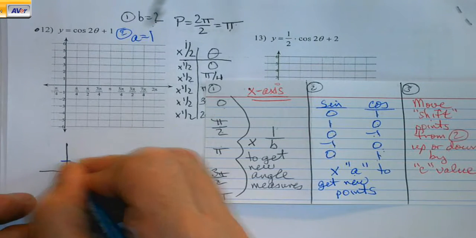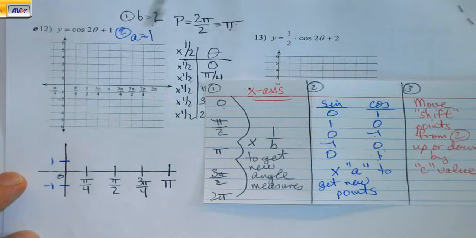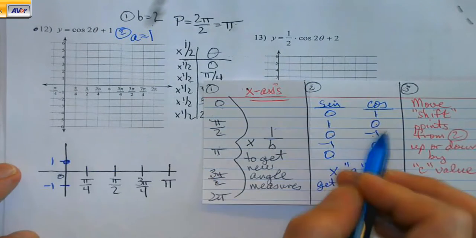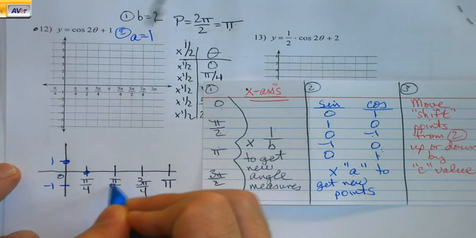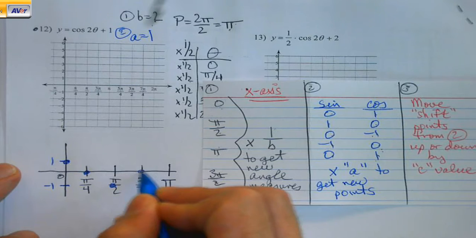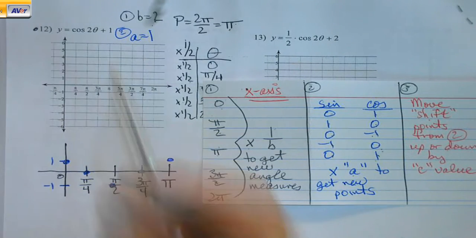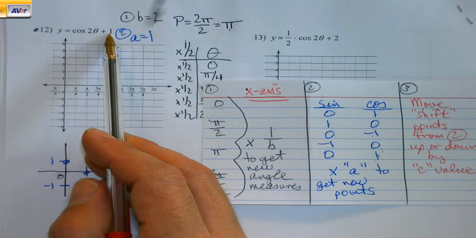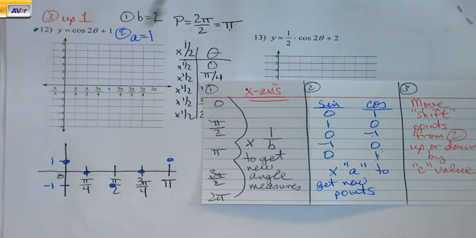So I'm like, okay. So I go here and I'm like, okay, so cosine. So 1, 0, -1, 0, and 1. But those aren't my final points. Why? Because there's one last piece to this. And my last piece is a shift of up 1 because it's positive.